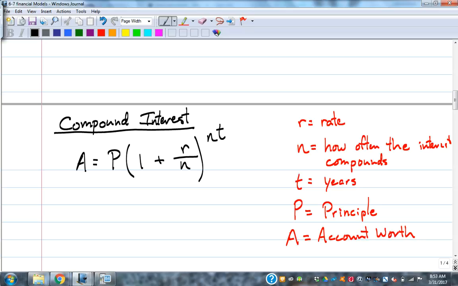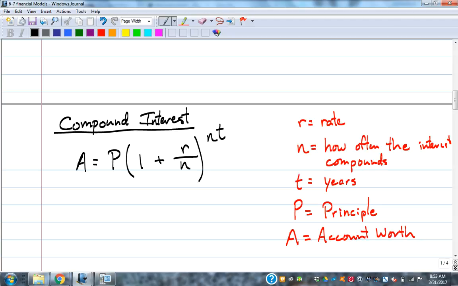So that formula is A equals P parentheses 1 plus R divided by N, close the parentheses. That entire parenthesis is raised to the N times T exponent. So this is an exponential model here with the compound interest formula. Now, over here on the right, you get what everything equals. R is the rate, just like it was in the simple interest formula. It's going to be a percentage. We need to convert it to a decimal.